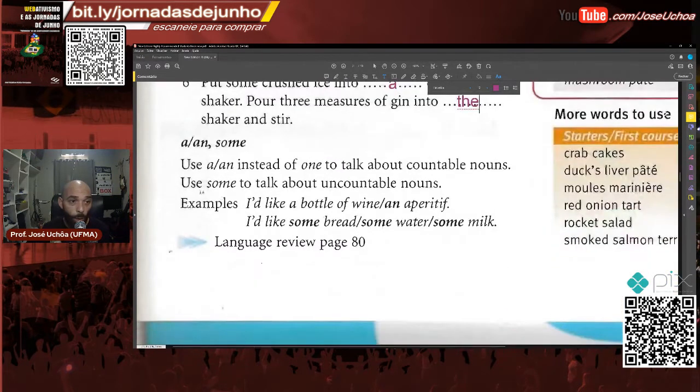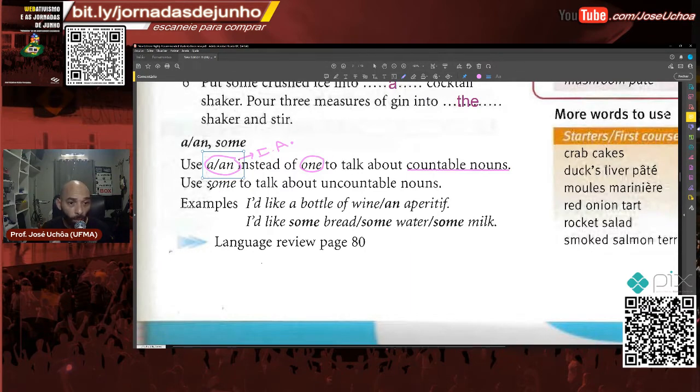The book says to use a, an, or some. Now the book is going to compare the differences between a, an, and some. The book will say, we use a and an, the indefinite article, instead of the number one, to talk about countable nouns. So nouns that we can count. For example, one finger, one remote control, one camera, one glass, okay?